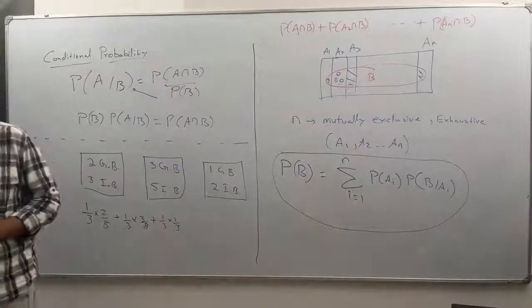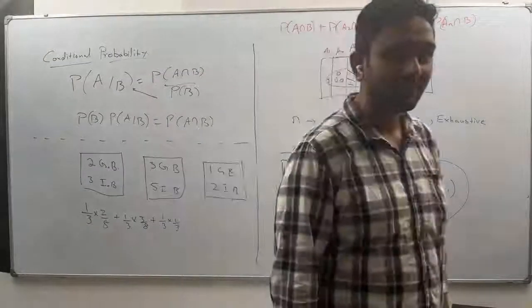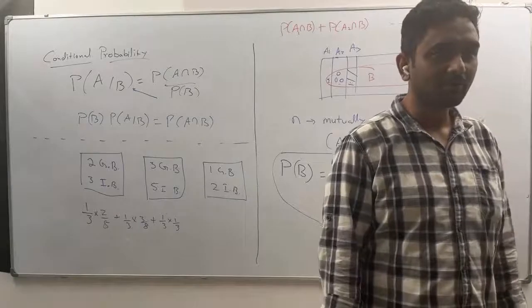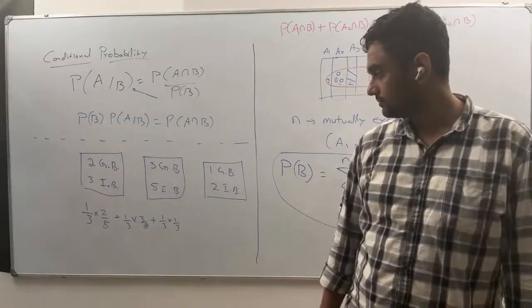All right. So do not go with the formula. Go with the logic. Everything will be very fast. Done. Total probability theorem. Answer you also got. So what is the probability of getting a gold?